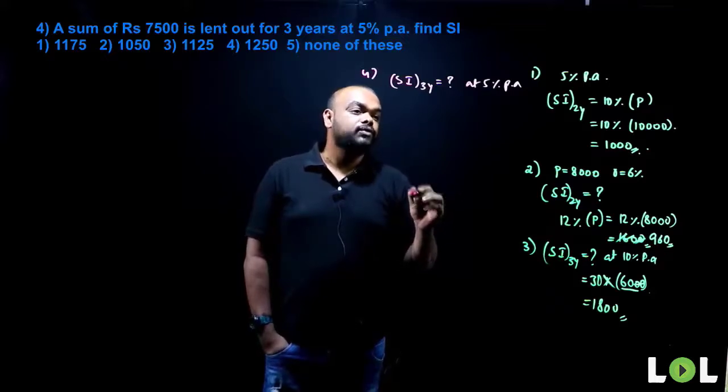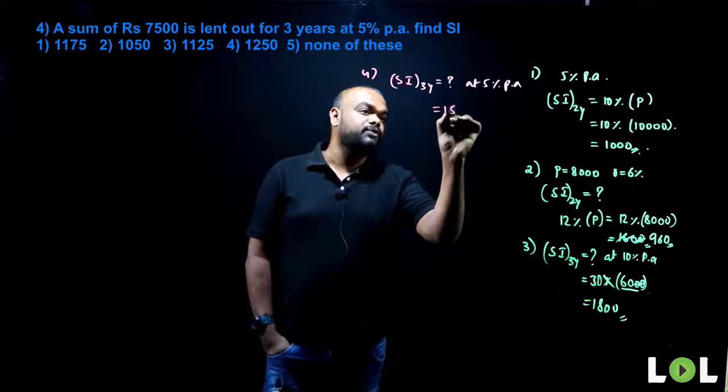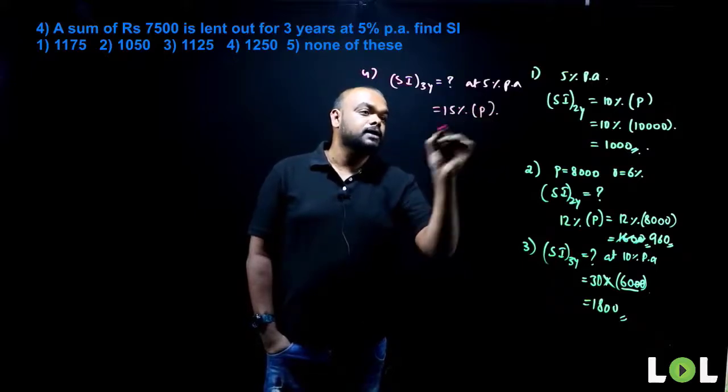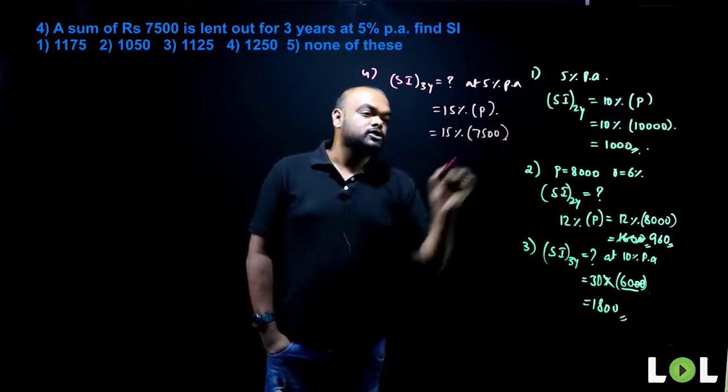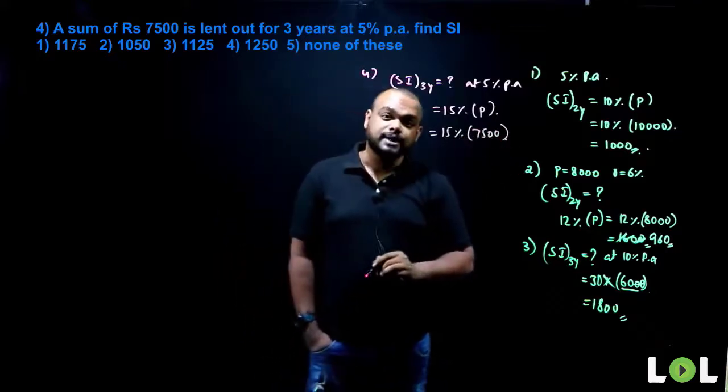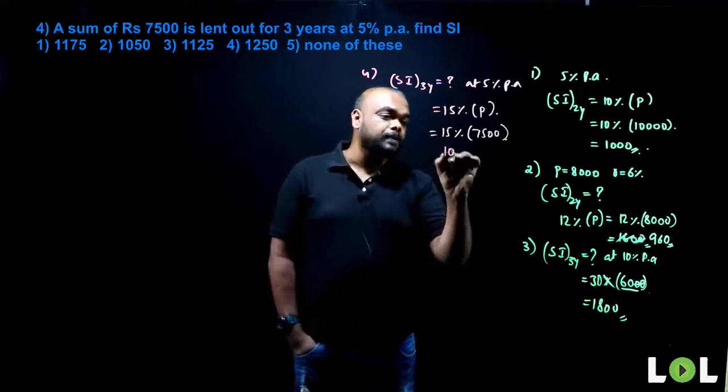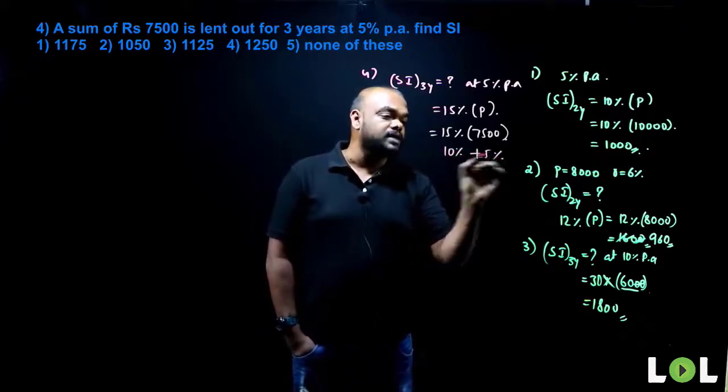Perfect. What is it? 15%. So simple interest will be 15% of principal. So that is 15% of 7,500. So 15%, two ways you can calculate: 10% plus 5%.